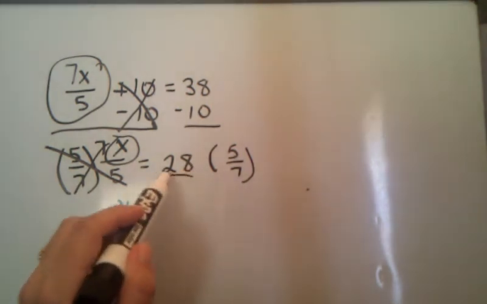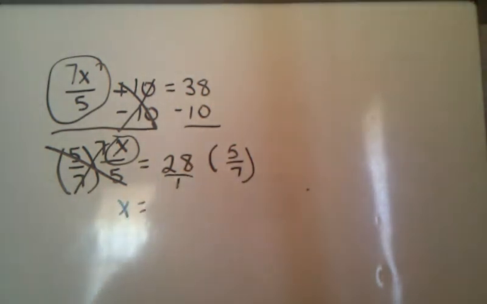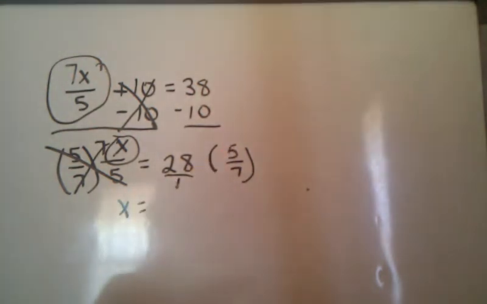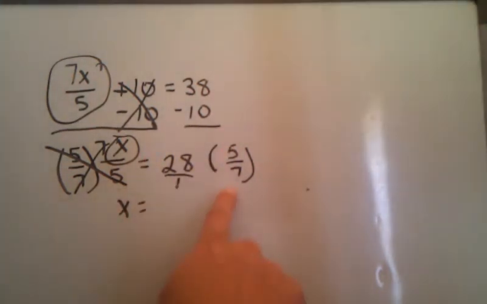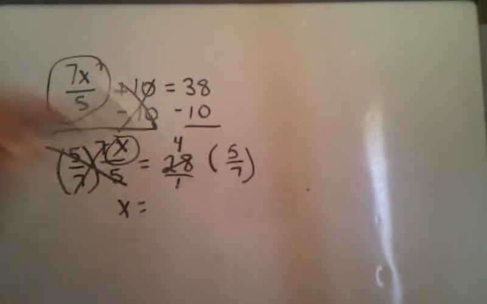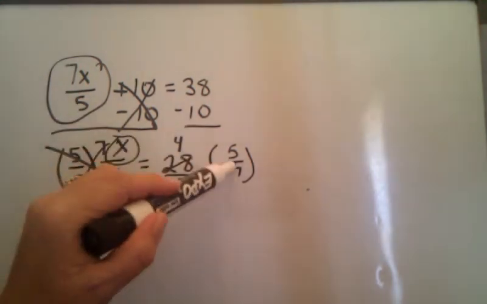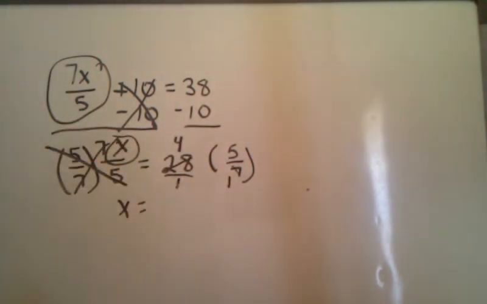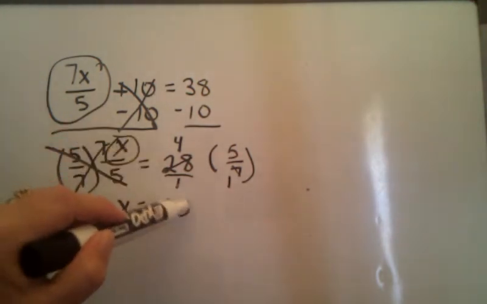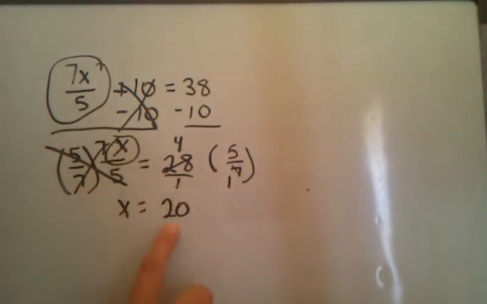I'm going to put imaginary 1 under there. Can I cancel anything? Well, I can't cancel the 1 and the 5 because I can't get smaller than 1. But I have 28 and 7. I can divide those both by 7. 28 divided by 7 is 4, so I'm going to cross that out and change it to a 4. 7 divided by 7 is 1. Now I multiply straight across. 4 times 5 is 20. 1 times 1 is 1. Since 1's on the bottom, I don't have to put it.